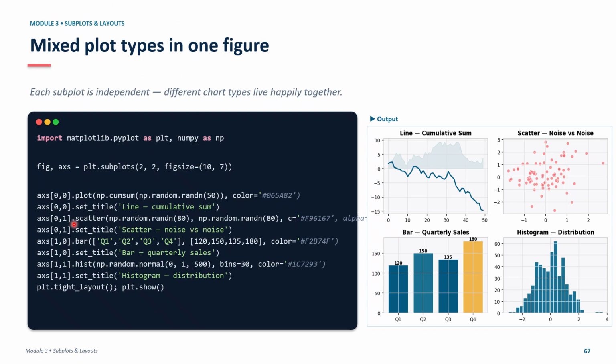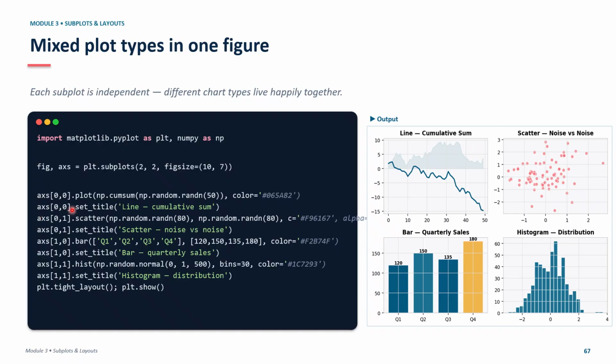Okay, fine. Now, let us have axes 0 comma 0. This is very common, figure comma axes equals plt.subplots of this. We have seen it earlier. It will create 2 rows and 2 columns, and figure size is 10 comma 7. Okay. And now let us see how to make a mixed plot type in a single figure.